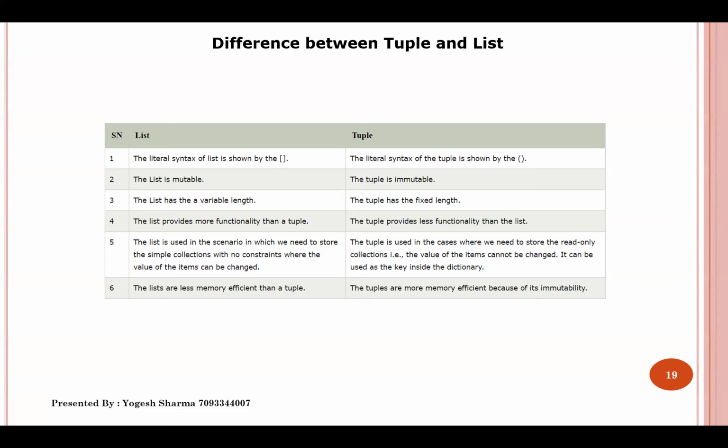List is mutable. Tuple is immutable. List has variable length. Tuple has fixed length, because once we have created the tuple, after that we cannot do any changes. Because of that reason, its length is fixed. The list provides more functionality than the tuple. The tuple provides less functionality than the list.